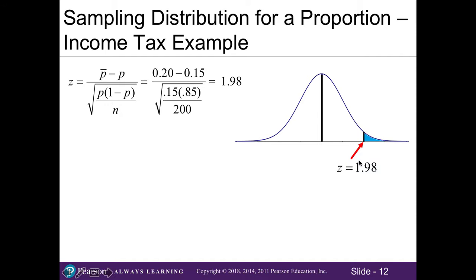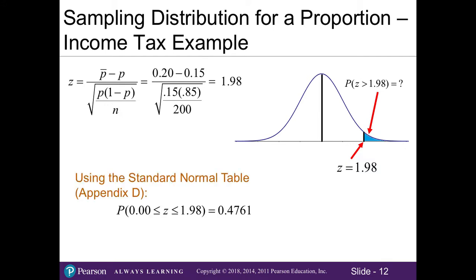So if I add that to my curve, recall before this was 0.2, that was our sample proportion on our last slide, but I've just converted it into a z-value of 1.98, and I'm going to draw it right here. Another way of saying it is we're interested in the probability that our z-value will be greater than 1.98.